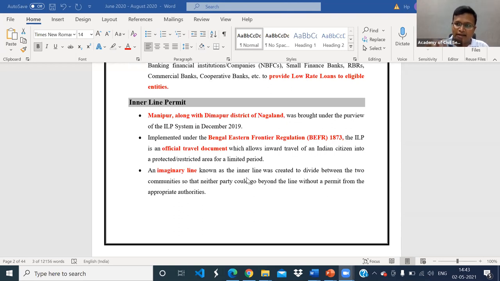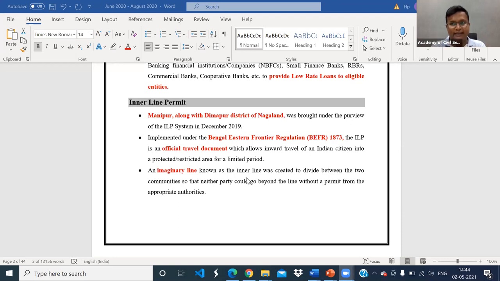In 2019, we decided to add Dimapur district of Nagaland and Manipur also into the ILP category. Now to enter Arunachal Pradesh, Nagaland, Mizoram and Manipur, we should take the special permission of the state authority called inner line permit. By taking inner line permit, a person can stay in the state for 15 days only, then should come back. No outsider can purchase property in these states. And these are the restrictions of ILP. Because Dimapur district of Nagaland and Manipur were added into ILP in 2019, a question might come on ILP.